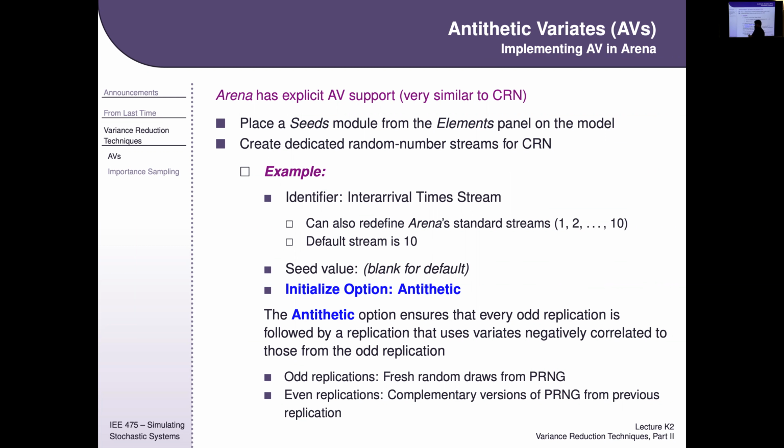Every odd replication will draw fresh random numbers. Every even replication will take all of the random numbers drawn in the previous one and do 1 minus them in order to generate that. And then you can get your outputs out of that, and you can then analyze those.